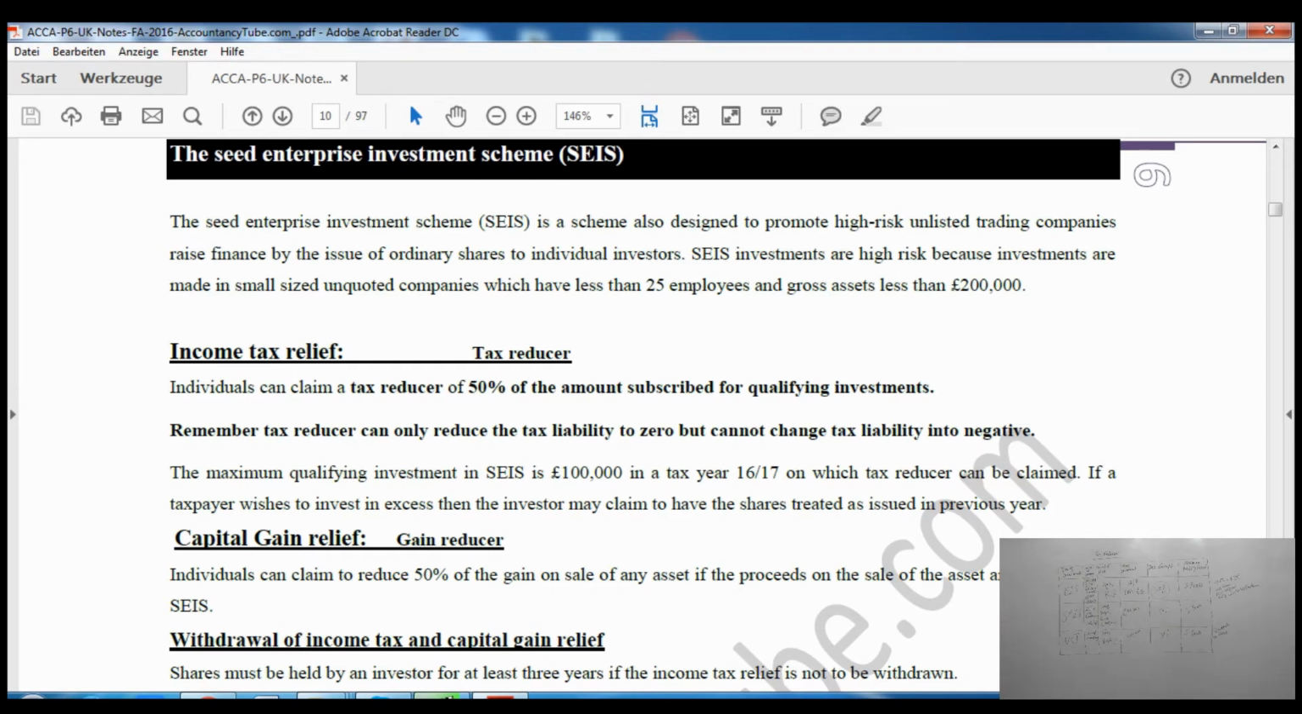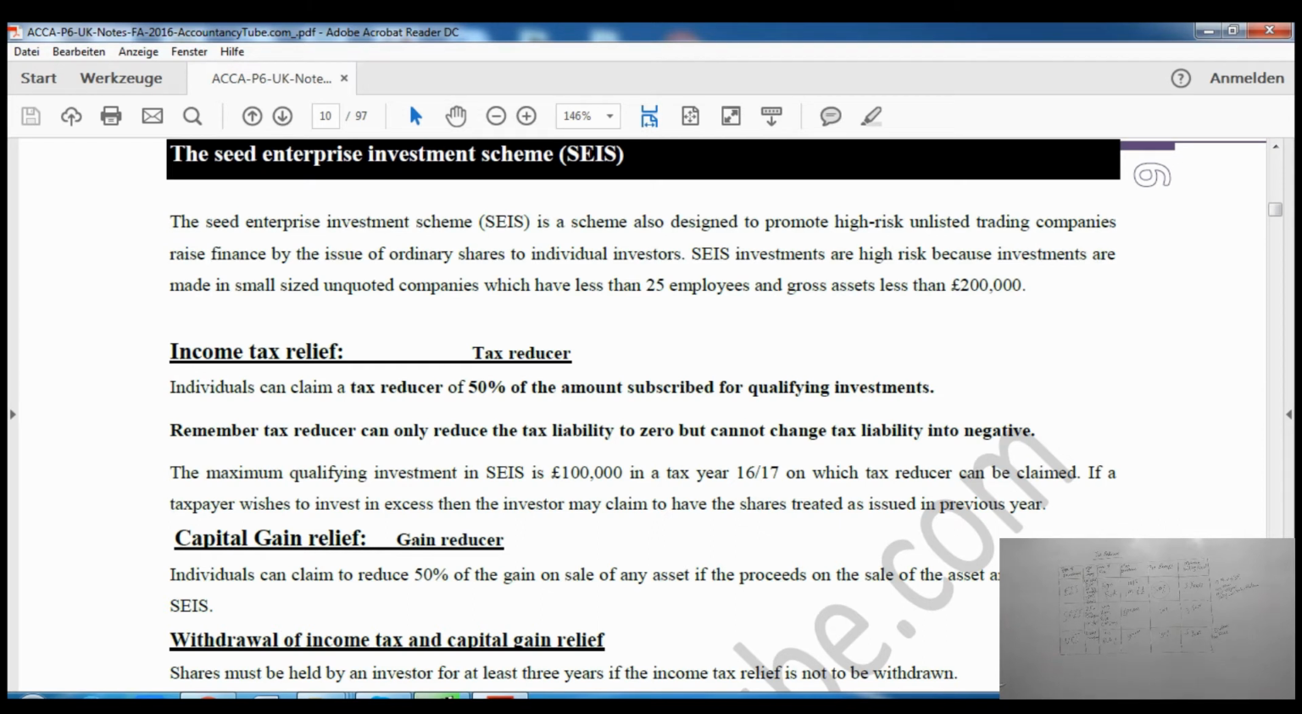Did I mention that? 25 or less employees, unlisted company, but I did not mention £200,000 or less than that are the gross assets. So please make sure you write that down as well. Alright, so gross assets are less than £200,000. The more points you get out of the notes, the more marks you will get.